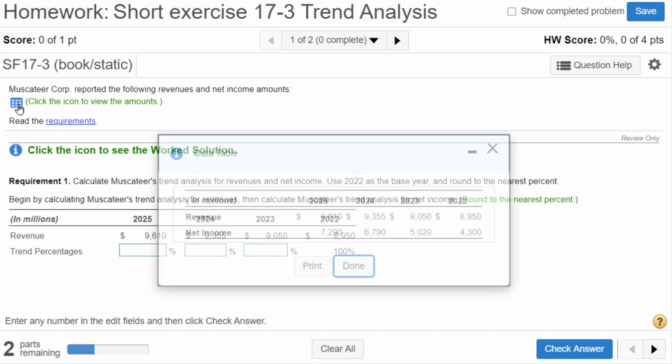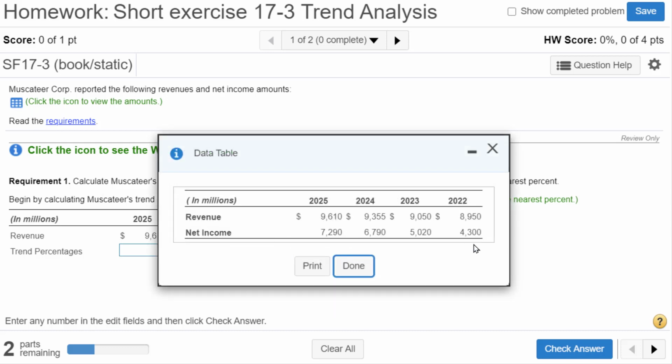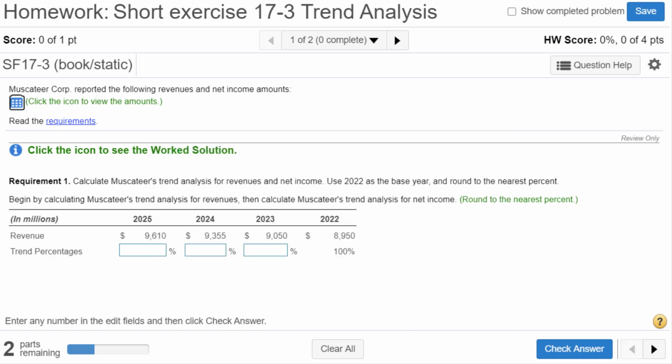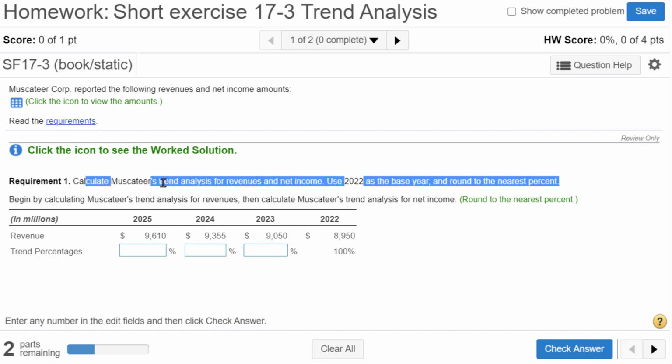Glancing at the full data really quickly, it looks like both revenues are increasing, and net income especially is increasing substantially. So that's good. Our job is to calculate Musketeer's trend analysis. Trend analysis is a form of horizontal analysis. You're going left and right.